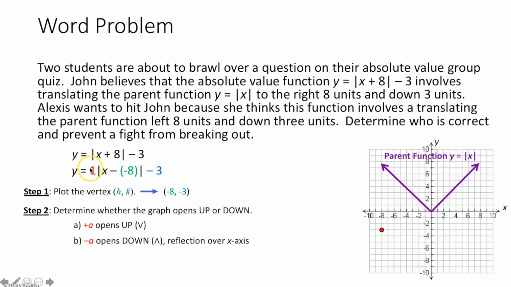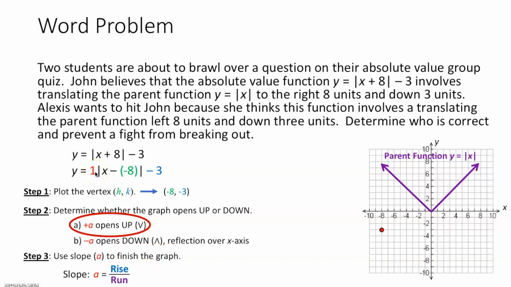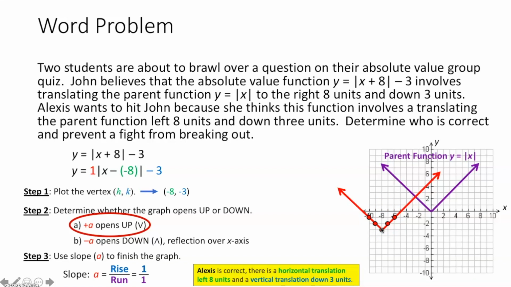Well, since our a value is positive, that means our graph is going to open up, and now we use our slope to get the rest of the line. So what's our slope? It's 1. And if we were to write that as a fraction, so we know our rise over run, that's 1 over 1. That means from our vertex, we go up 1, right 1, put a point. Up 1, right 1, put a point. We go back to our vertex because it's supposed to be a V, and we go up 1, left 1, put a point. Up 1, left 1, put a point. Draw a V through those points, and you can see that our parent function is translated to the left 8 units and down 3 units. Because of this, we know that Alexis is correct.